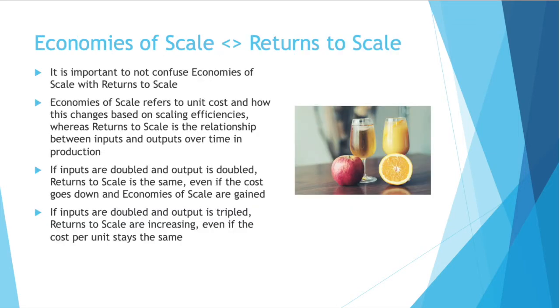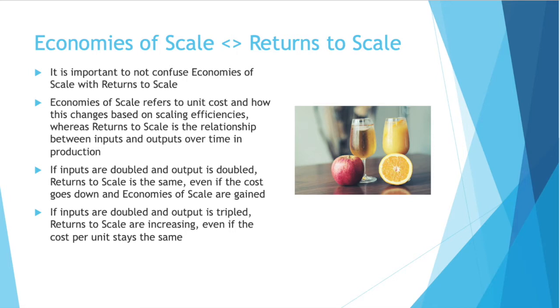Economies of scale are not returns to scale, and there is a small distinction here. Economies of scale refer to unit cost and how this changes based on scaling efficiencies, whereas returns to scale is the relationship between the inputs and outputs over time in production. If inputs are doubled and output is doubled, returns to scale is the same, even if the cost goes down and there are economies of scale.